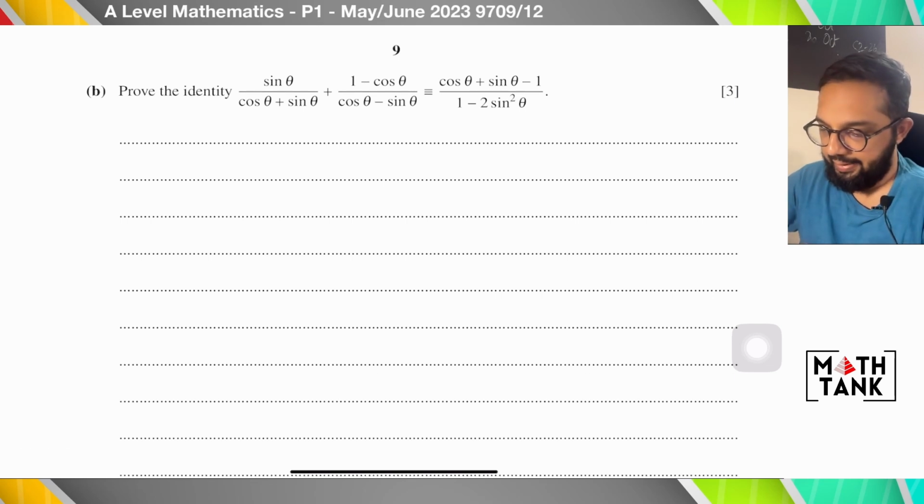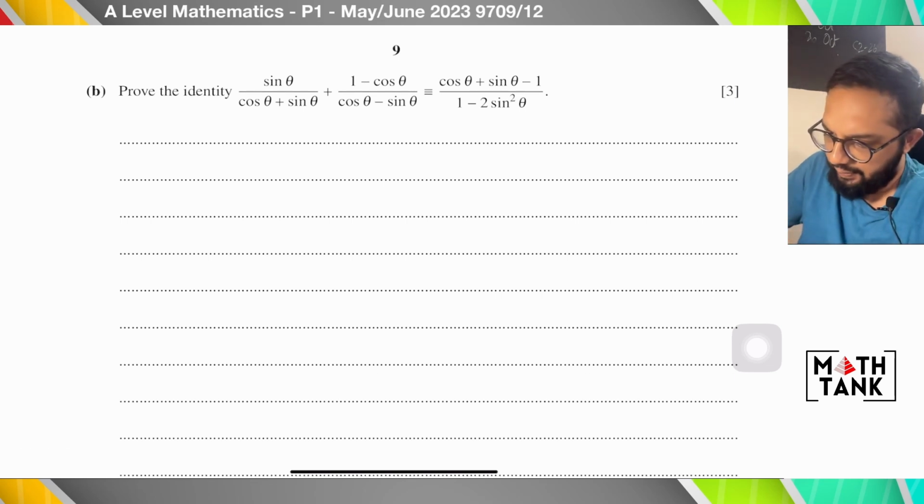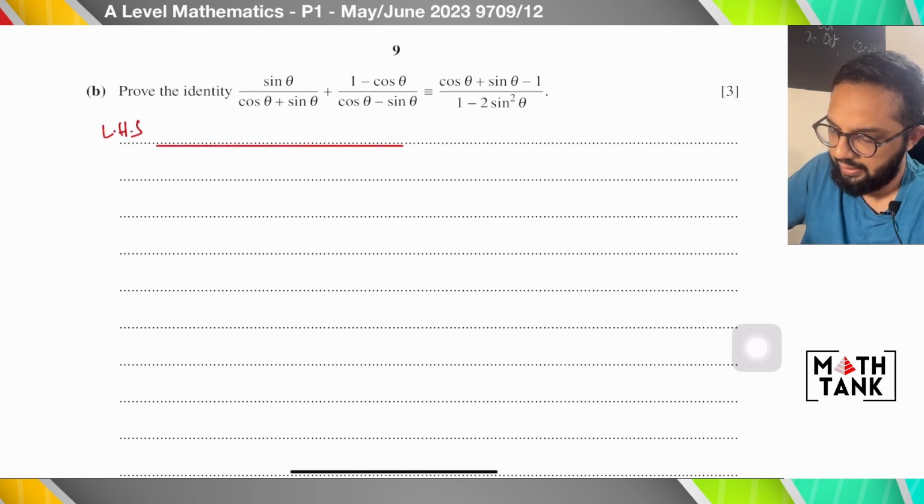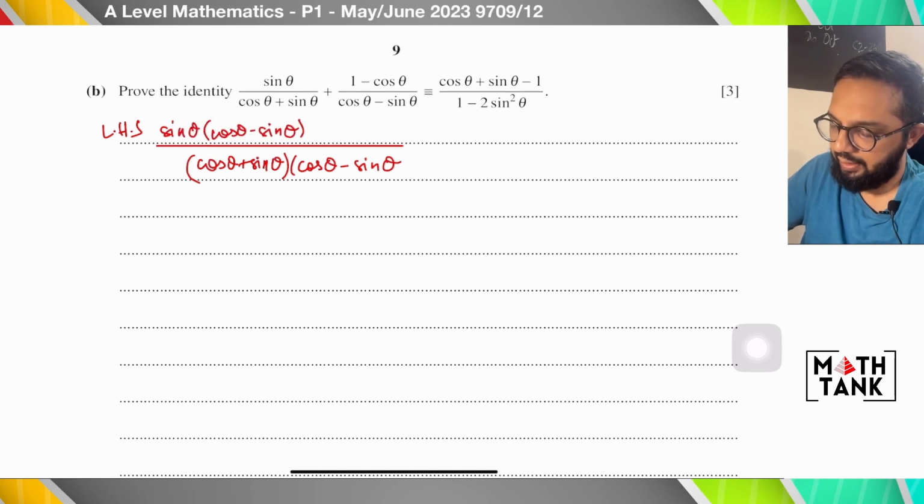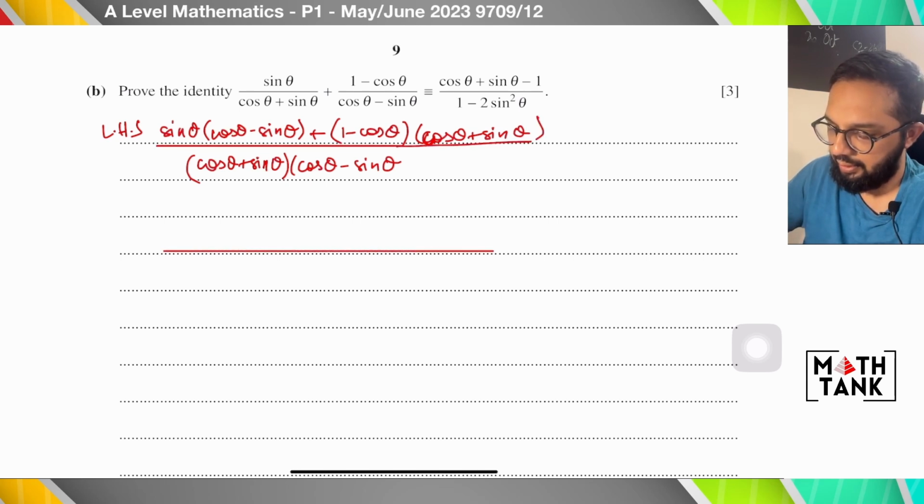Then it says prove the identity. Now I have to decide which side I want to start from. I think I am going to start with the left hand side and first take an LCM, cos theta plus sine theta, into cos theta minus sine theta. The numerator gets multiplied with what I have here, and this gets multiplied with cos theta plus sine theta. Now this looks like a lot of calculations. What I'm going to do is first write down the denominator. I can see that I have to simplify the denominator as well.